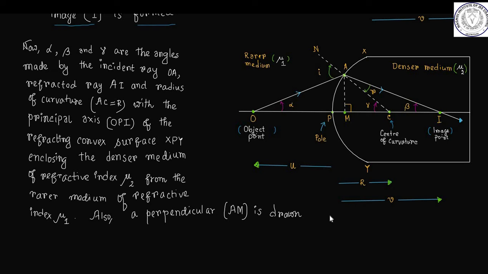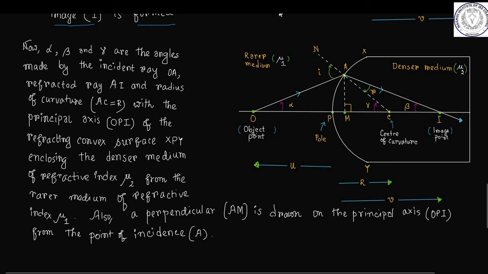Also, a perpendicular AM is drawn on the principal axis OPI from the point of incidence A.